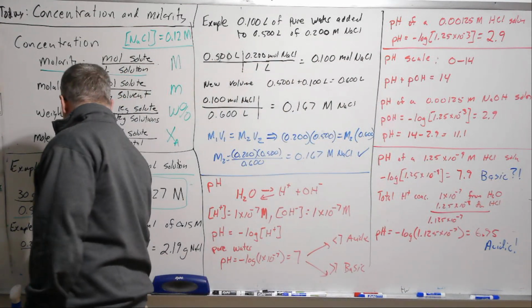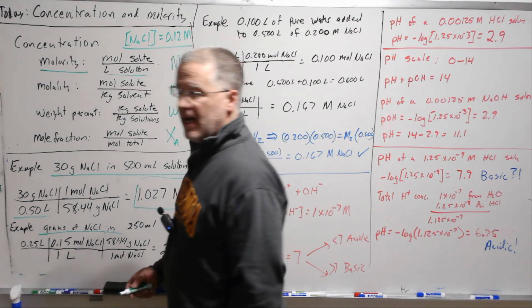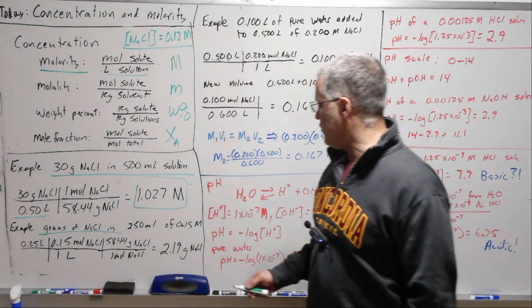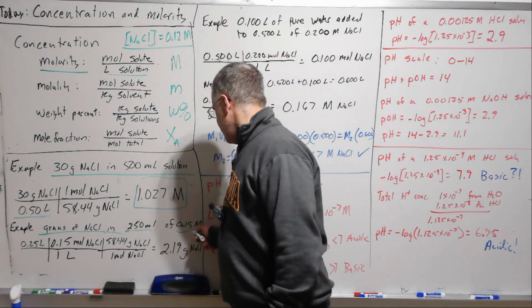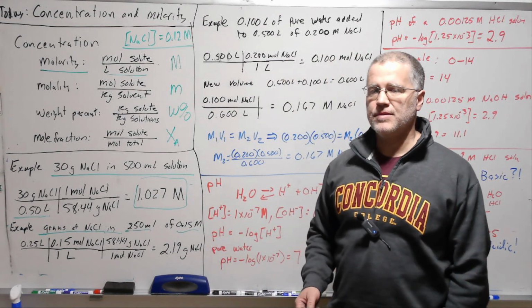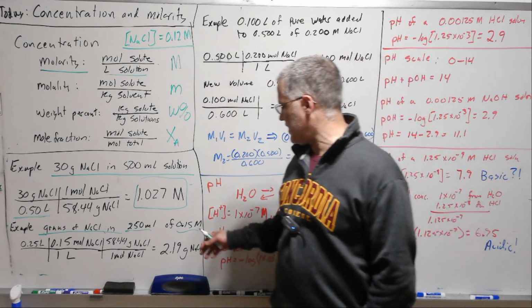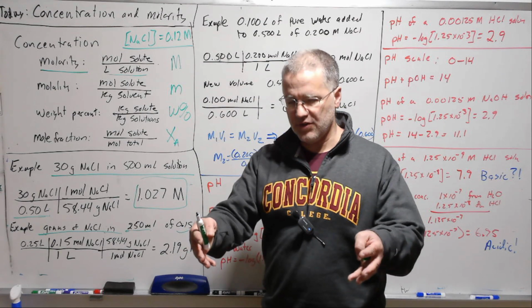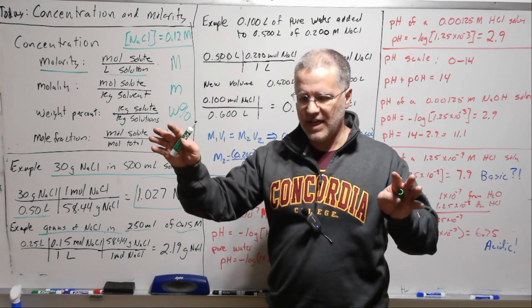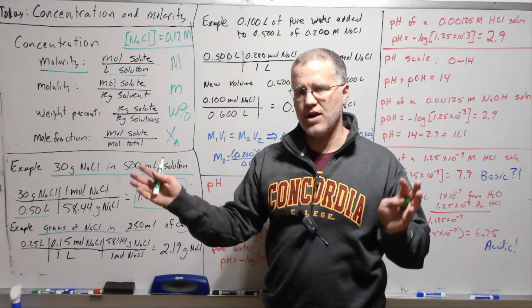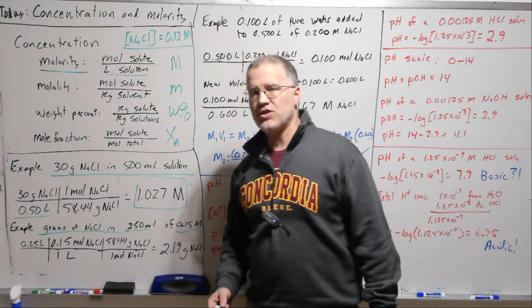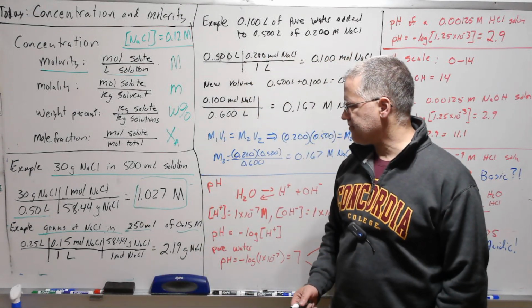Let's say we want to know the grams of NaCl that are in 250 milliliters of a 0.15 molar solution. So what this would be, physically, if we took 250 mils of this solution and then we let it evaporate all the way down so all the water was gone, how many grams of sodium chloride would there be?